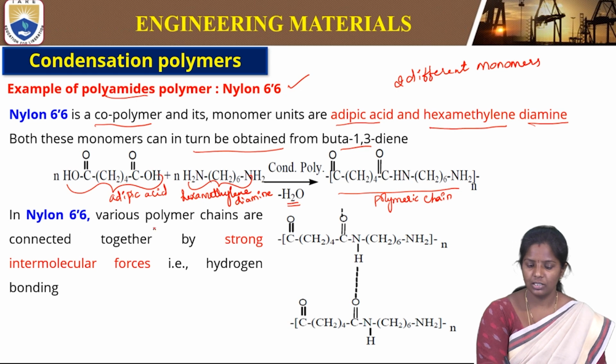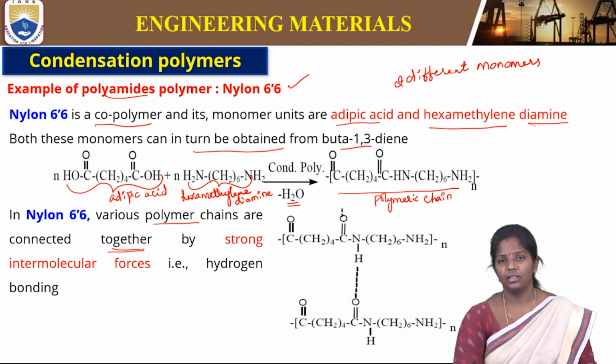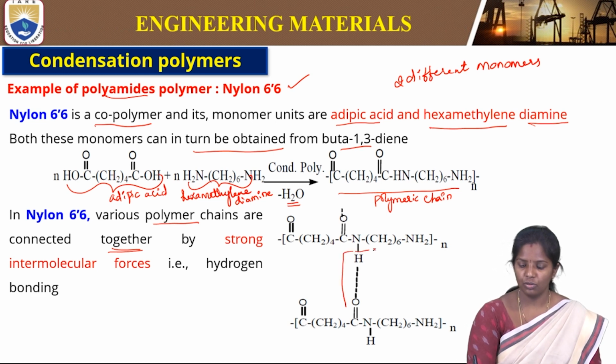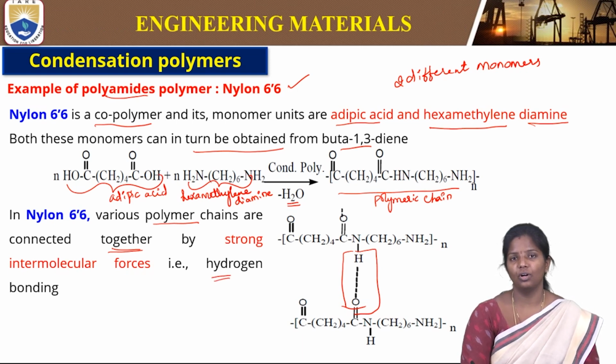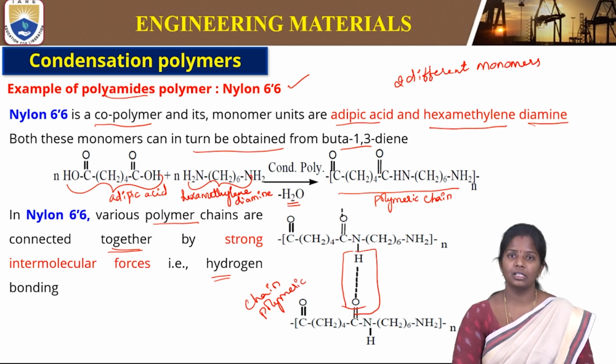In nylon 6,6, various polymer chains are connected. When the chains are forming, they are connected by strong forces, called hydrogen bonding. So hydrogen bonding is involved in connecting two different polymer chains. This is how the nylon fiber is forming.